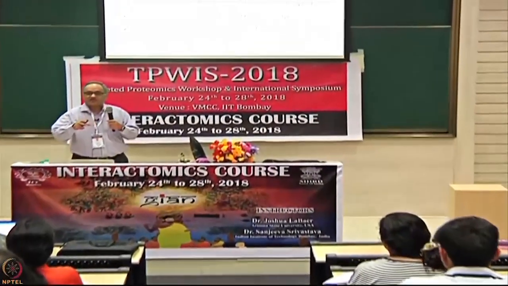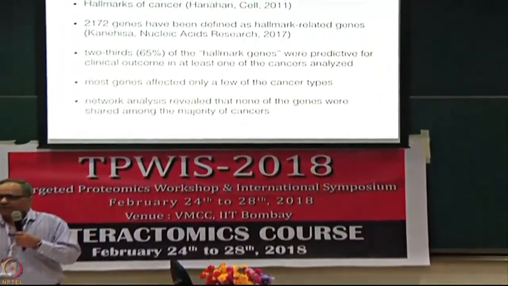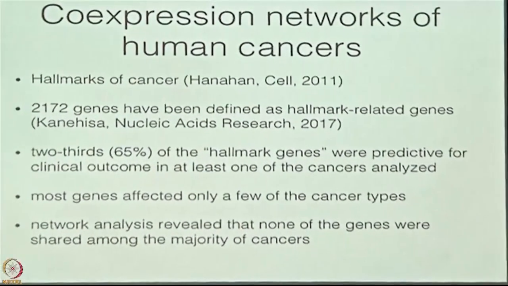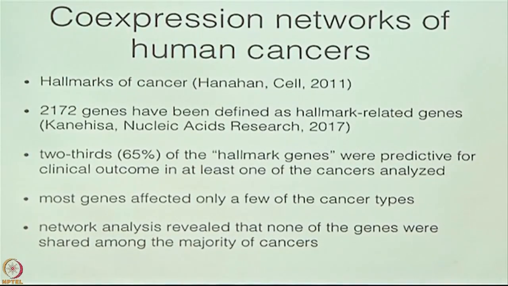What we found was that most of those genes which they had identified affected only a few of the cancer types. So we began to think that maybe they didn't get all of them. And the network analysis showed that none of these genes were shared by the cancers, which maybe meant that they were looking for specific genes in individual cancers, not necessarily all the genes.